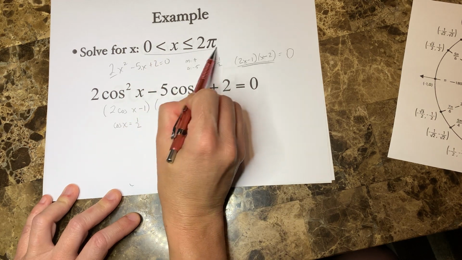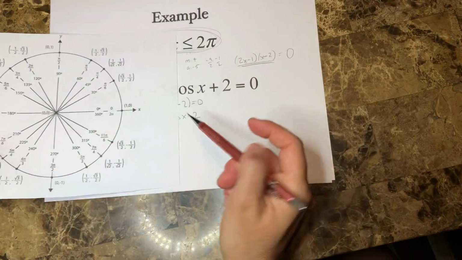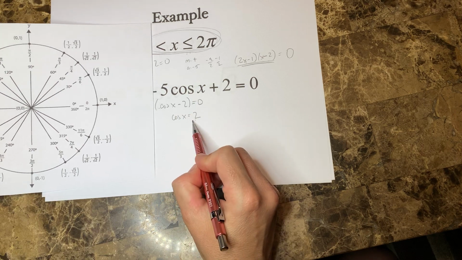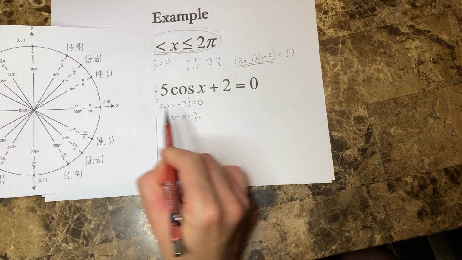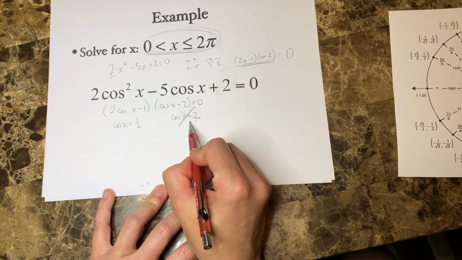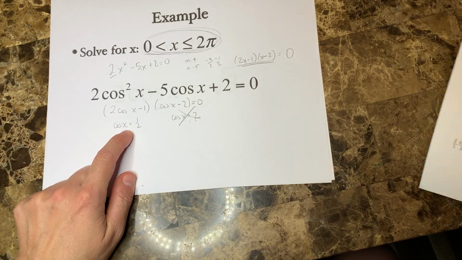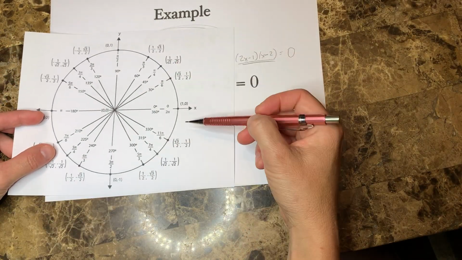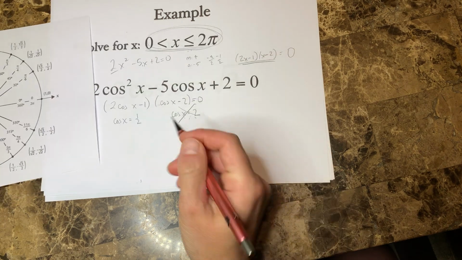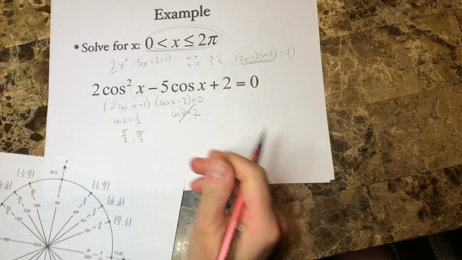Now, I'm looking for x values that are within one rotation about the circle. And I'm looking at this one, and as much as I'm trying, there is no cosine value that is 2. The highest value you can ever get is a 1. So this one has no solution. That particular piece has no solution. But this one definitely does. If you're looking at the cosine values, cosine is 1/2 here. Cosine is also 1/2 here. So my two answers are pi/3 and 5 pi/3.